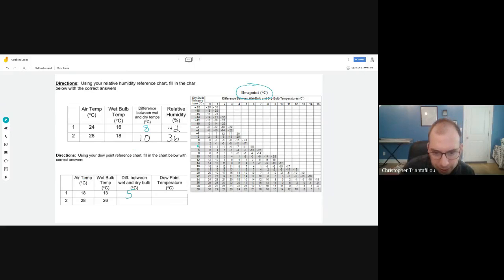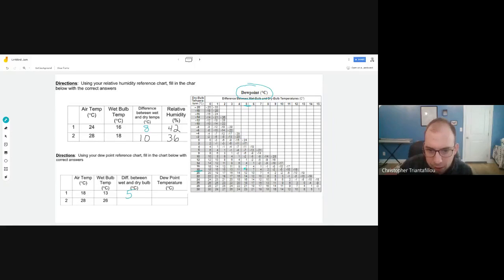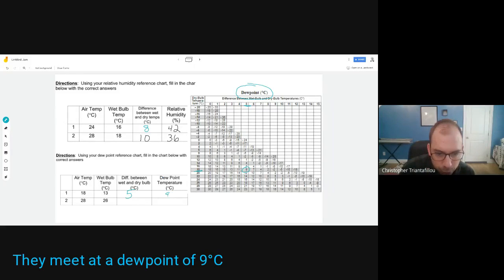We go to air temperature at 18, right here. We go to our difference, which is 5, right there. And we follow this down until they meet. And we get 9 degrees Celsius dew point temperature.